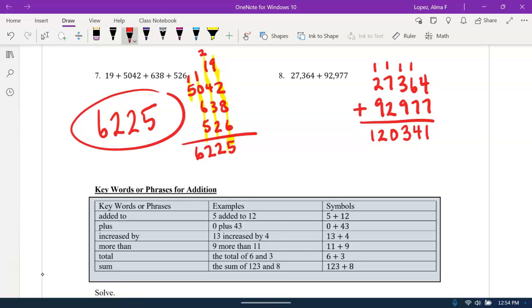Now, this is the sum. Let's see, here's 3, ones, tens, hundreds. That's where my comma will go. And there is the sum of those two numbers.